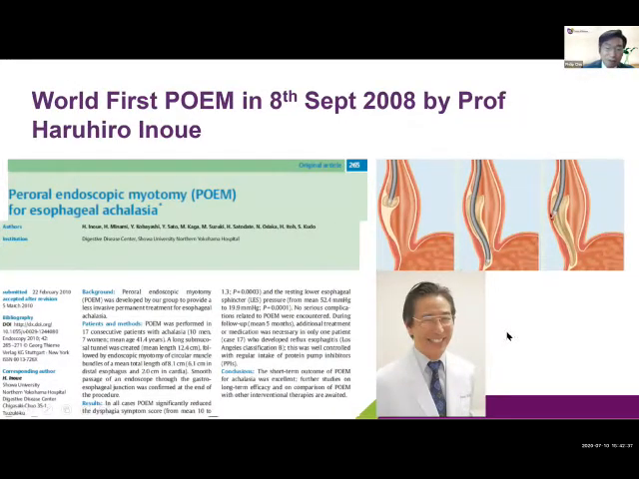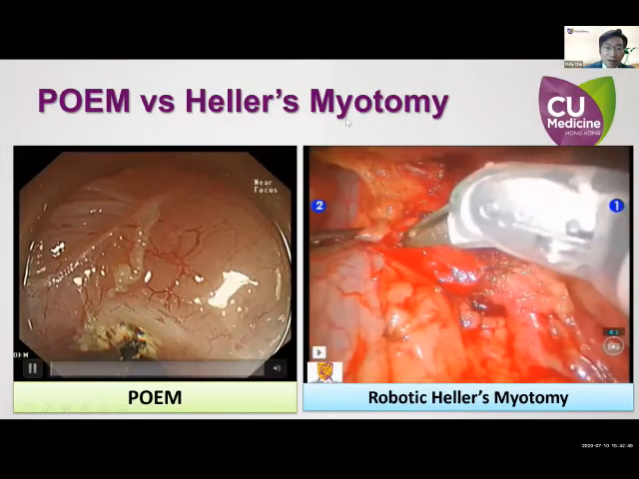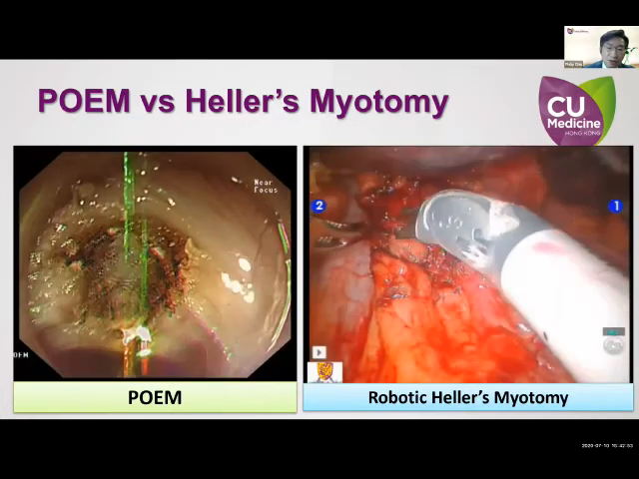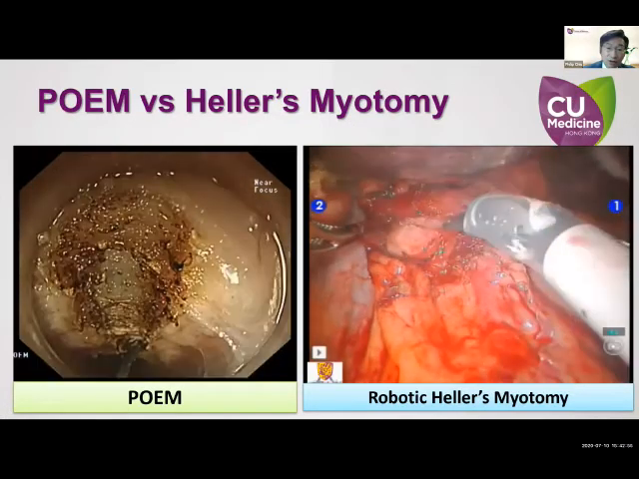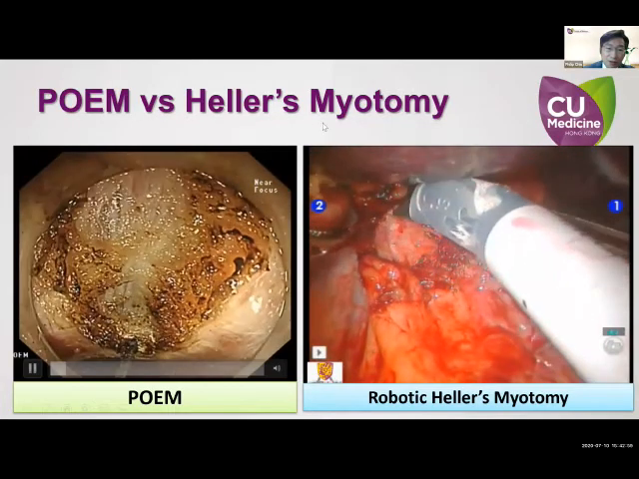So as Professor So mentioned, the first POEM was performed by Professor Inoue back in 2008. The comparison between these two concepts shows that we are achieving the same surgical procedure and also the same outcome, but POEM is without any incision.